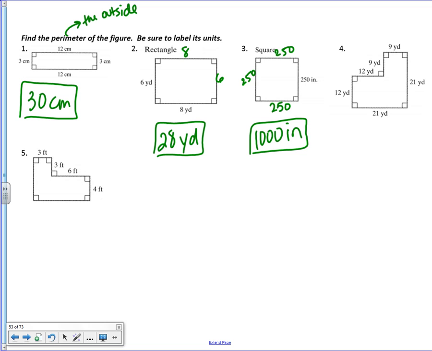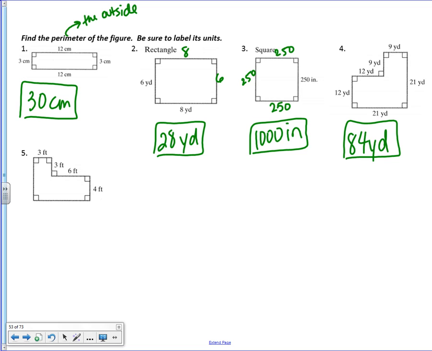All right, no surprises in number 4. This is an irregular shape, but they tell you all of the sides. So if you add them all up, you will get 84 yards. Now in number 5, we have another irregular shape, but you kind of have to do some math here to figure out the missing sides.